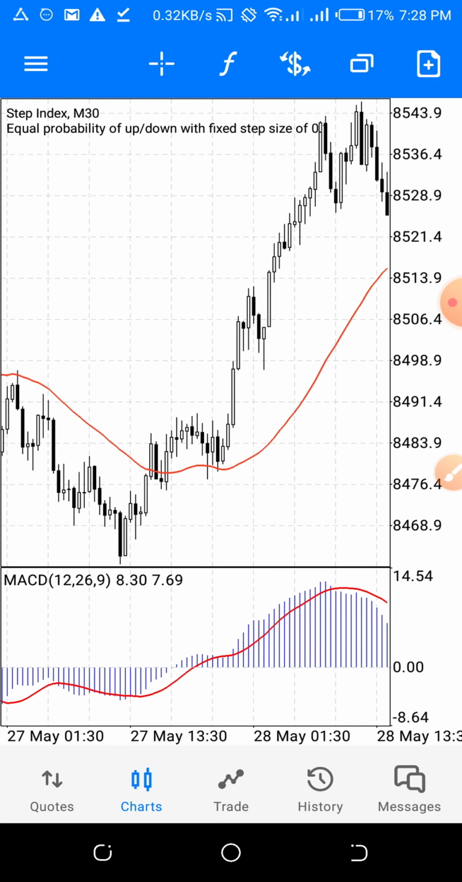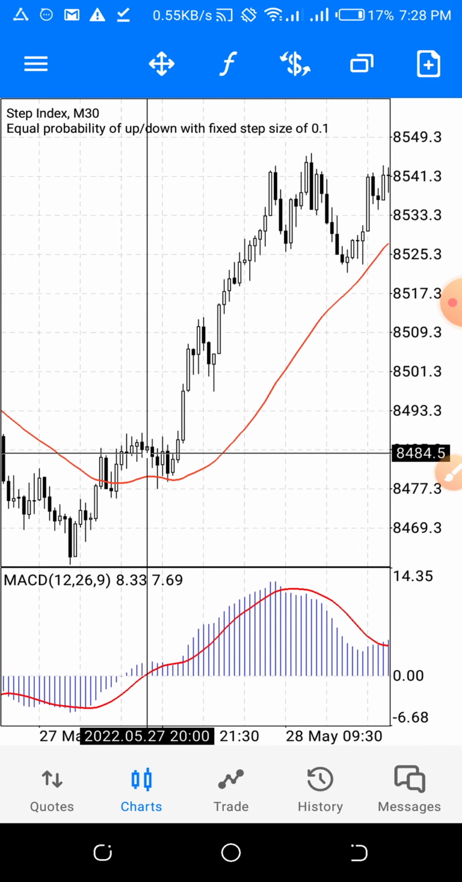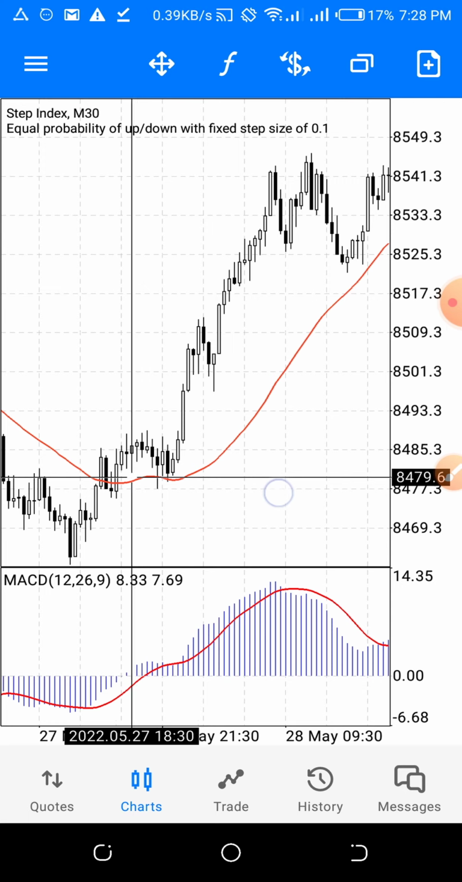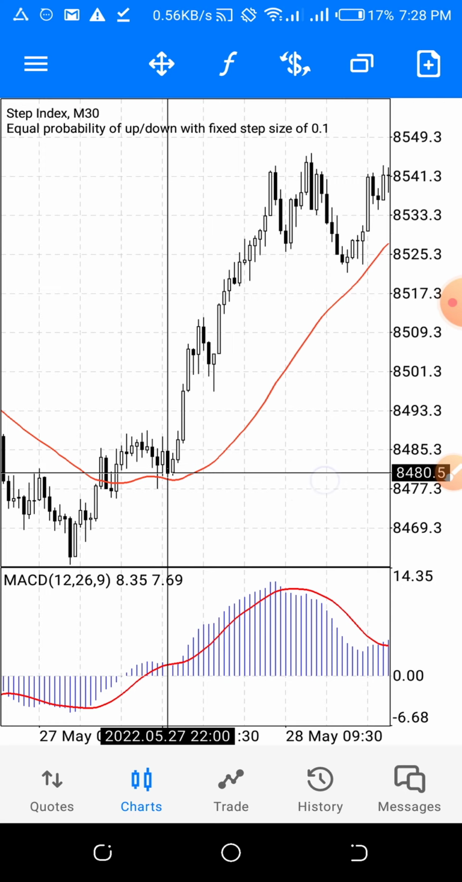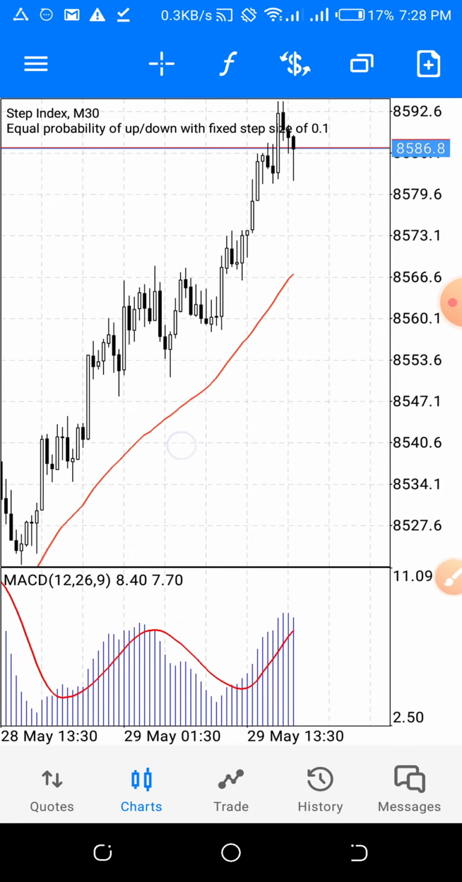Look at it. If you have entered in from here, let me show you. Now the MACD is above the zero level, and the moving average is below the chart. You can see it is below the chart, and the MACD right here is above the zero level. You enter in for a buy order, and this is profit, guys.